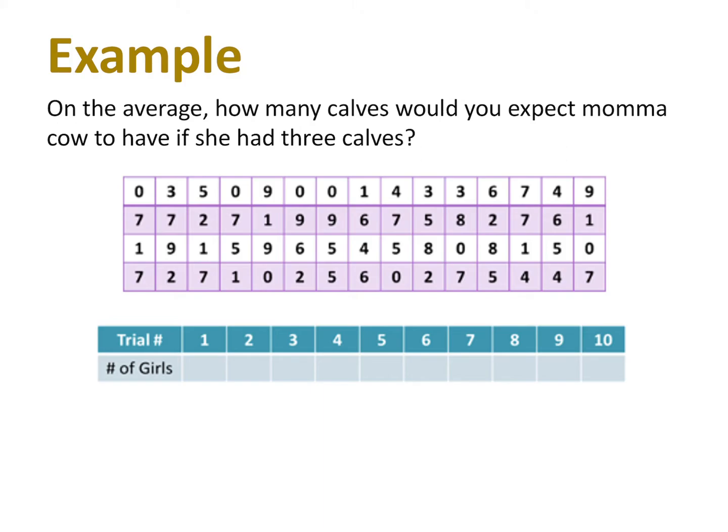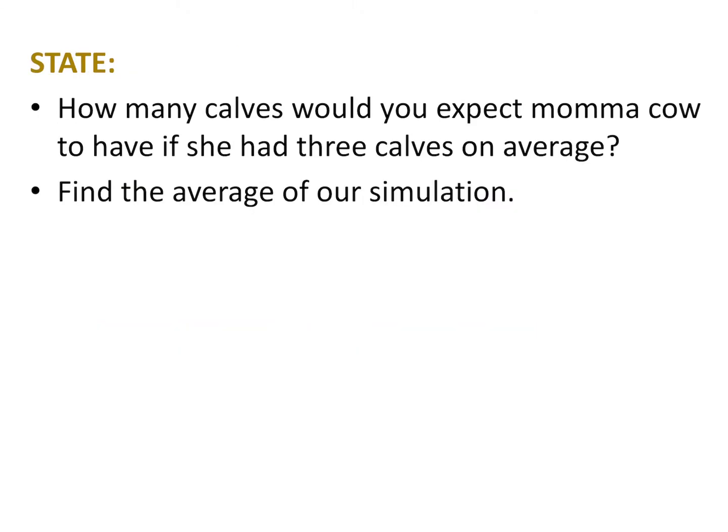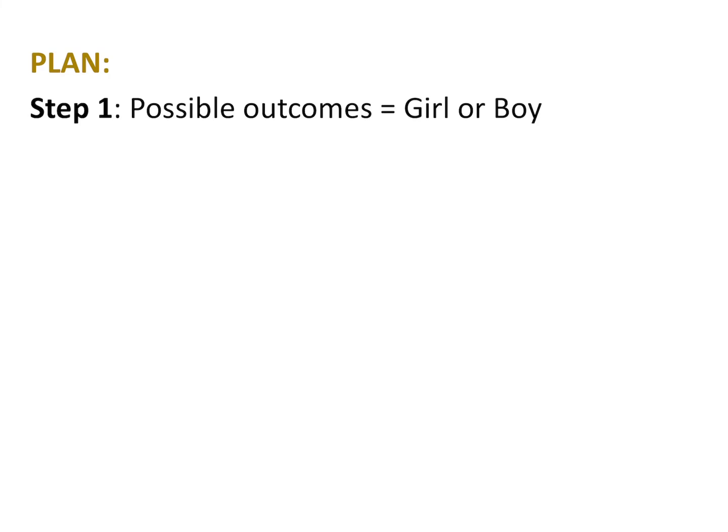So we're going to go through the steps of running our simulation. So the first thing we want to do is state, what are we doing? We want to know how many calves would you expect Mama Cow to have if she had 3 calves on average. And we're going to find the average of our simulation at the end, so we can figure out how many we think she should have. So when we do this, now we need a plan. So step 1 is list your possible outcomes.